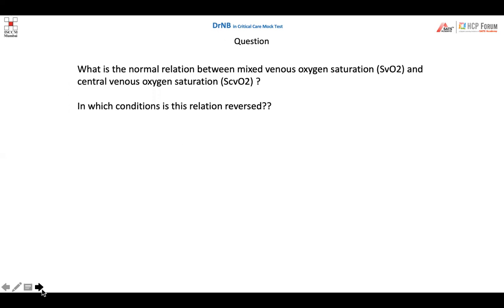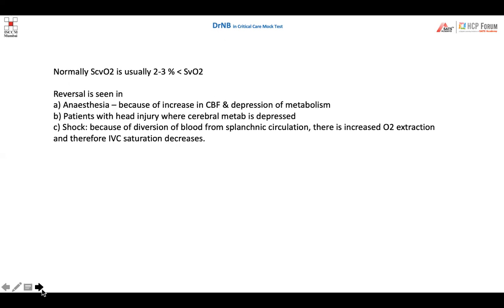What is the normal relationship between mixed venous oxygen saturation and central venous oxygen saturation? So in central venous oxygen saturation, because we take the sample from the SVC, often it has a lower saturation as compared to the mixed venous oxygen saturation. So the saturation which we collect from the pulmonary artery catheter is a little higher, because the blood which comes from the IVC is more saturated.